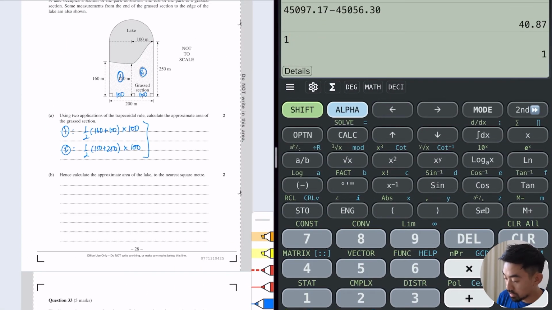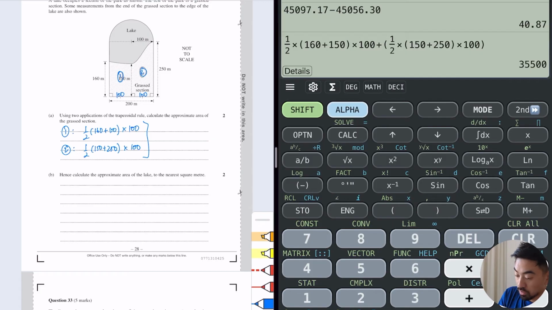So 1/2 times 160 plus 150 times 100, plus 1/2 times 150 plus 250 times 100. Okay, so our area is 35,500 meters squared.